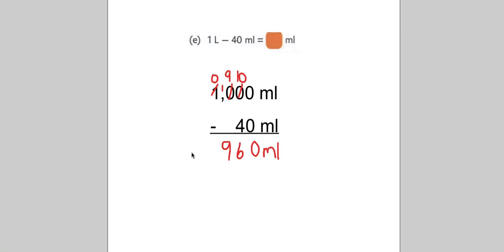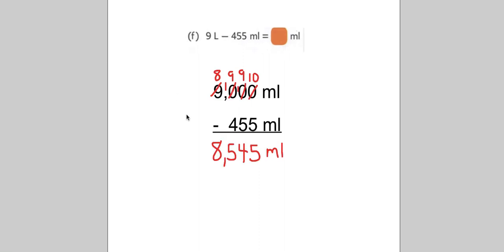Okay, here we have 1 liter minus 40 milliliters. So we converted 1 liter to 1,000 milliliters minus 40 milliliters. And a lot of you might have noticed right away, using your number line, that that is 960 milliliters. And last, F. 9 liters is the same as 9,000 milliliters minus 455 milliliters, and we get 8,545 milliliters.